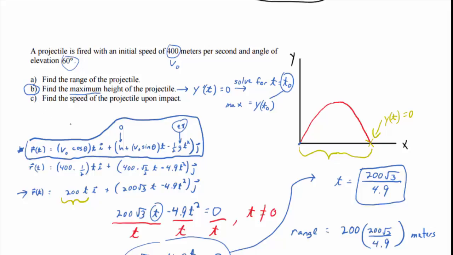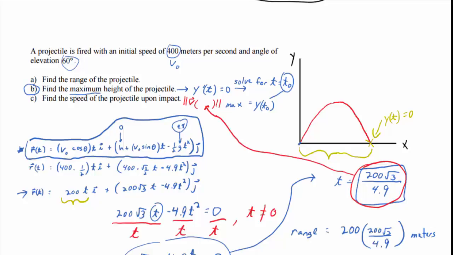Now, what would the speed of the projectile be upon impact? Okay, what gives you the speed, first of all? So the magnitude of what? The magnitude of v of t, right? So what's the t value? We already know the t value. Isn't this the t value upon impact? So you could just find the magnitude of v of t first, and then plug in t equals 200 root 3 divided by 4.9. Does that make sense to you?